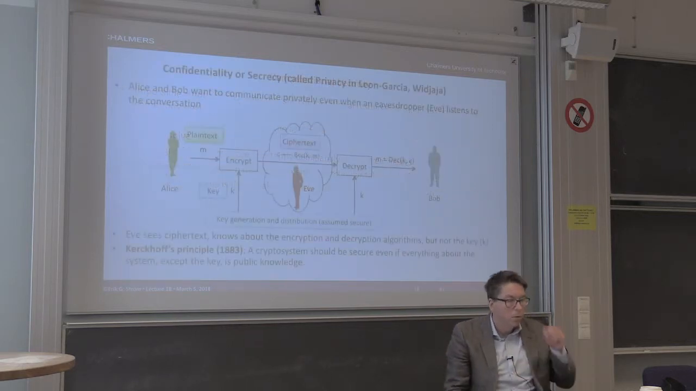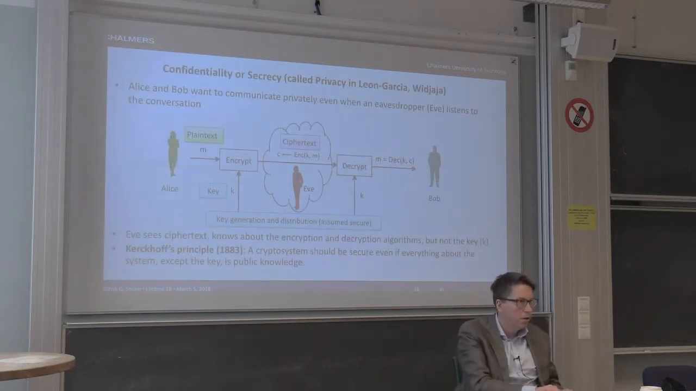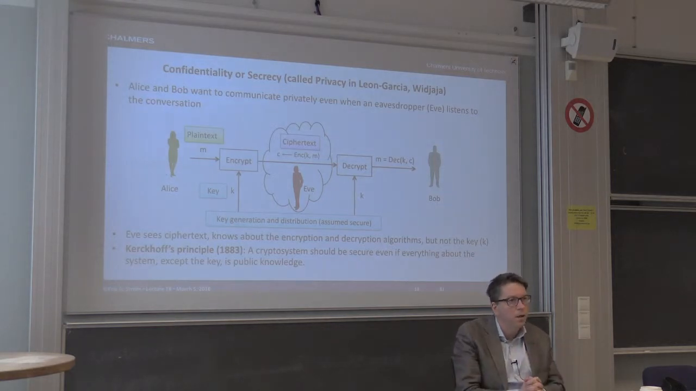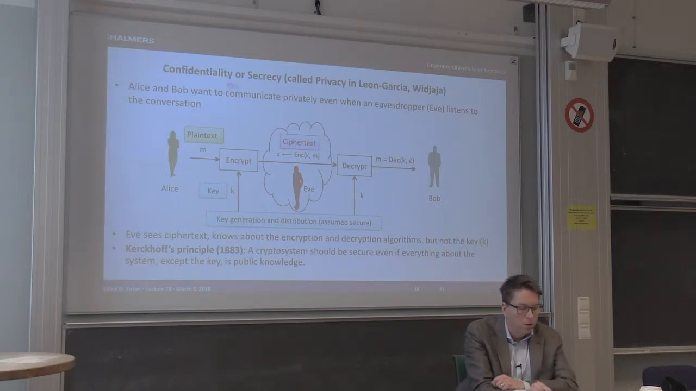Okay, so security. When we think of security, the first thing that pops into mind is a security goal called confidentiality or secrecy, and in the book it's called privacy. Now, privacy today has a meaning of protecting personal information, but if you read the book, privacy is actually secrecy or confidentiality. So what do we mean by that?